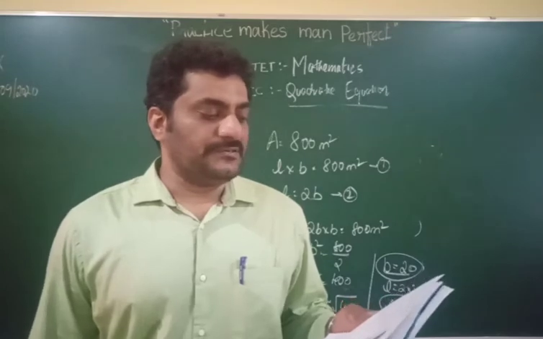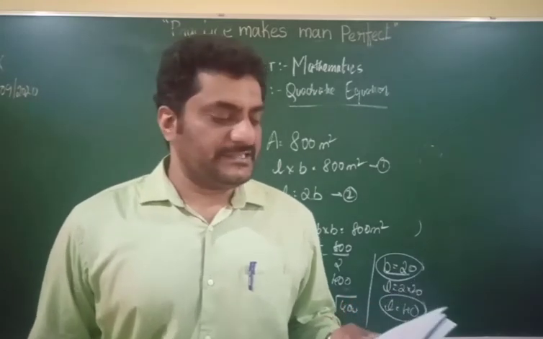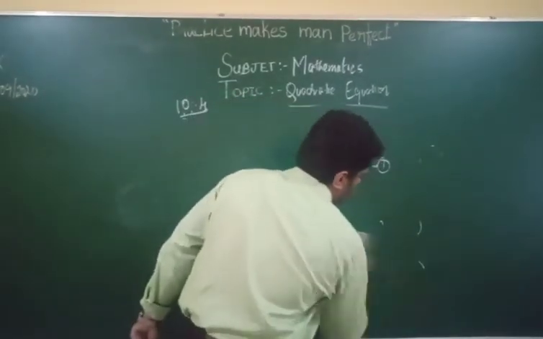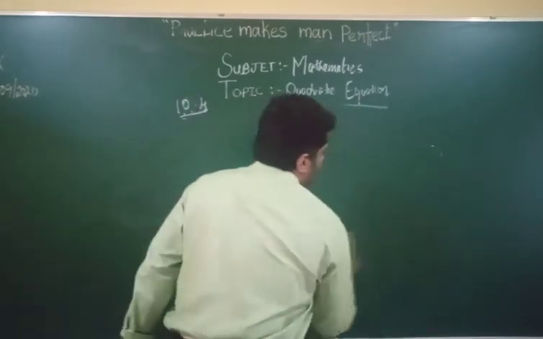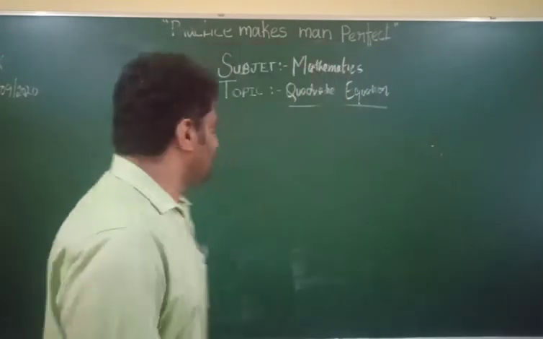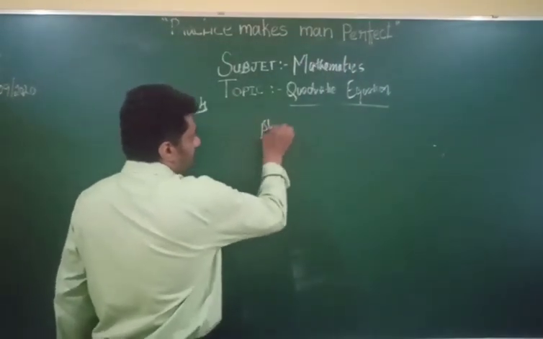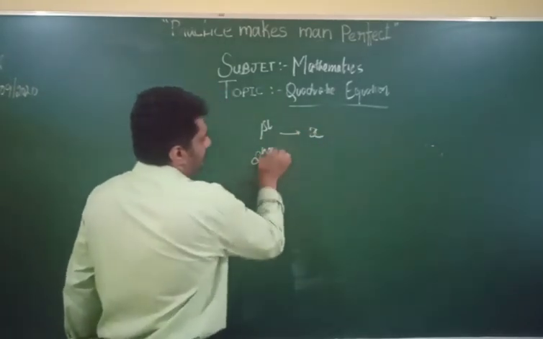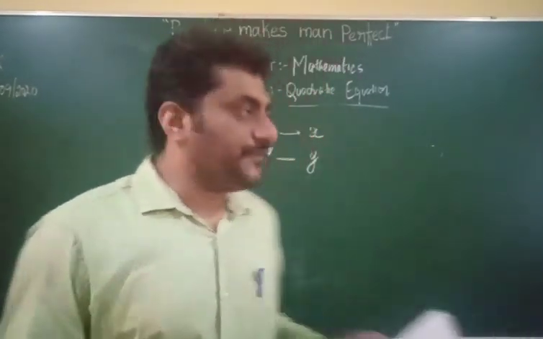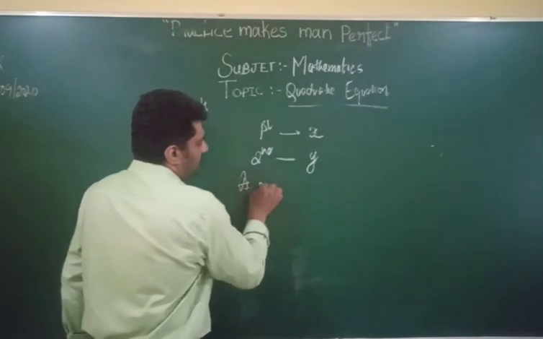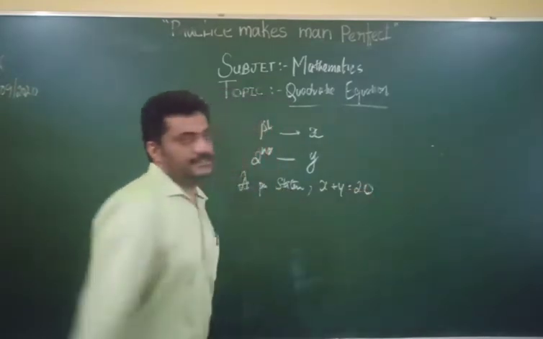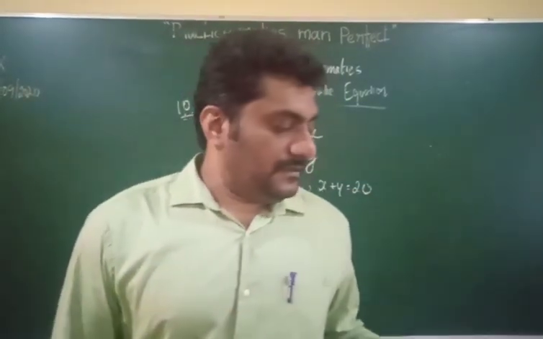Now the next one. Is the following situation possible? If so, determine the present ages. Let's see what we have. The sum of the ages of two friends. Let's see. First is x. Second is y. And they are telling the sum of the ages of two friends, as per the statement, x plus y is 20. Done? This is the first equation.